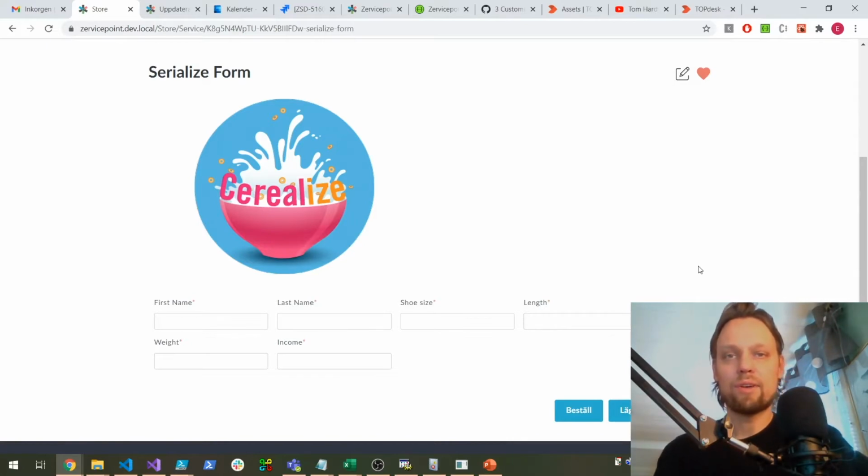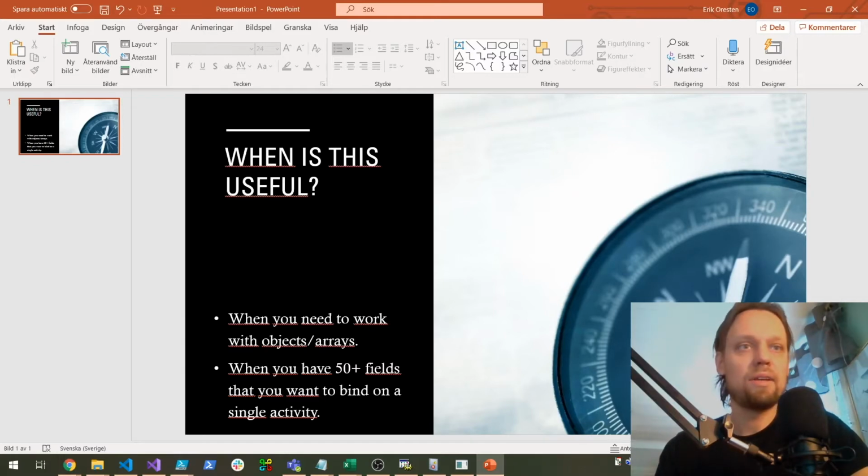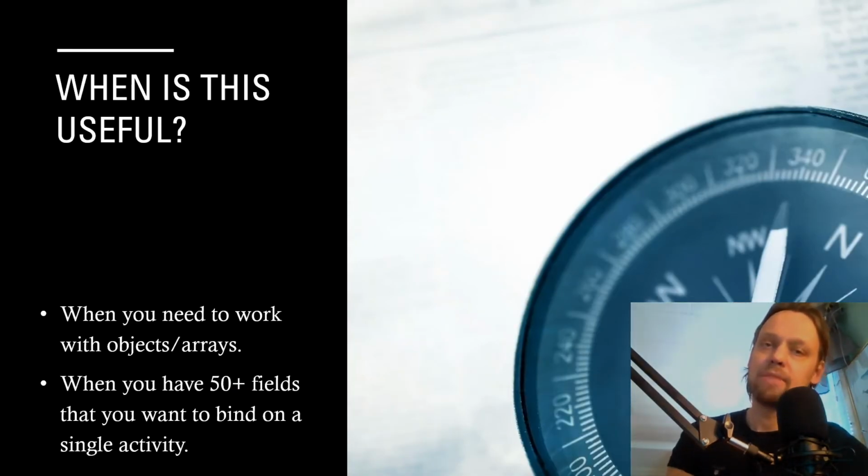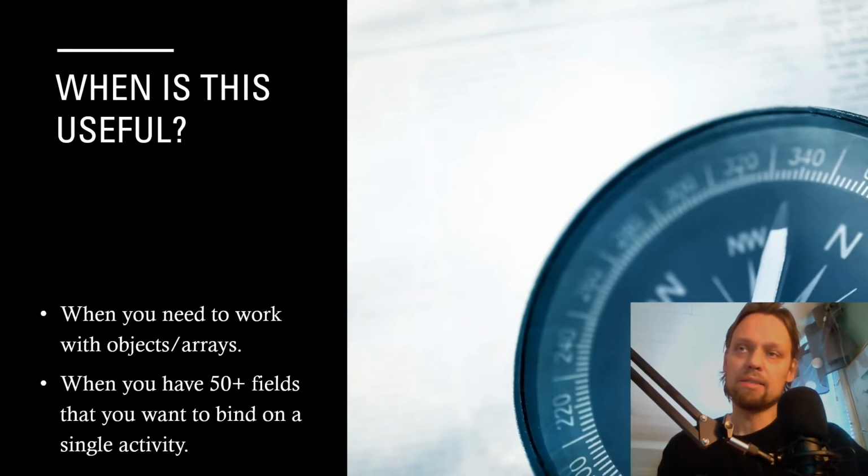In this week's code cookie, I'm going to show you how to serialize your form into a JSON object. But first, when is this useful? It's useful when you need to work with objects or arrays. In some cases, you need to be able to create many objects in a form.